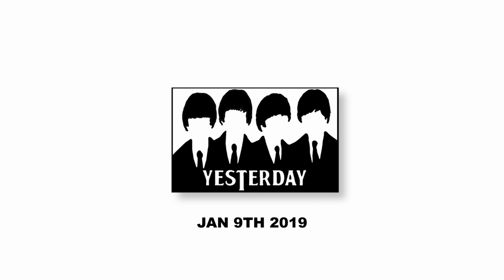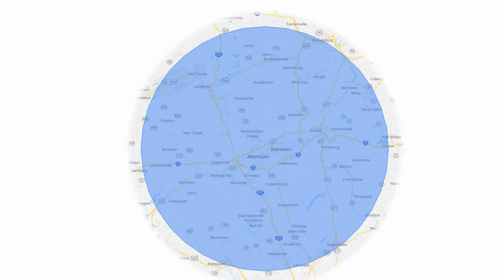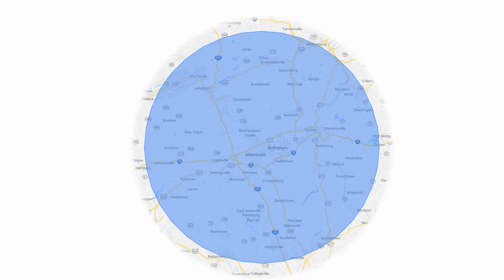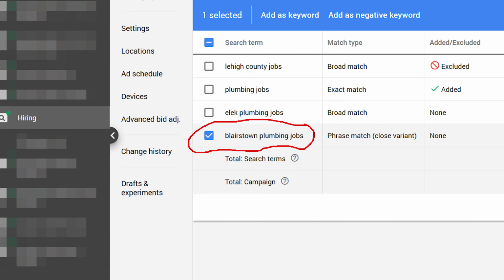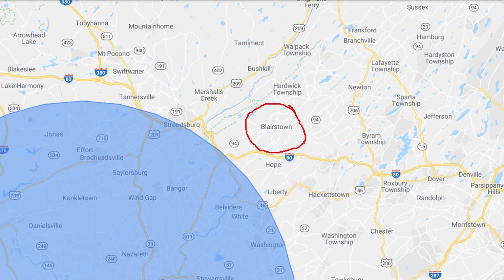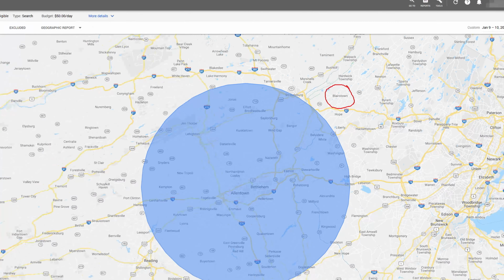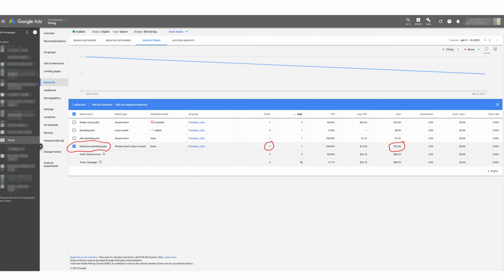Now, before I continue, it's important to note, this Google Ads account is for a service business in Allentown, Pennsylvania, USA. The business advertises to a 28-mile radius around itself. Here we have somebody who searched for Blairstown plumbing jobs. Blairstown is a small town in New Jersey, and despite Blairstown being outside of all of our campaign target areas, Google served this user an ad, and they clicked on it. And they clicked on it despite the ad title explicitly saying Allentown, Pennsylvania in it.